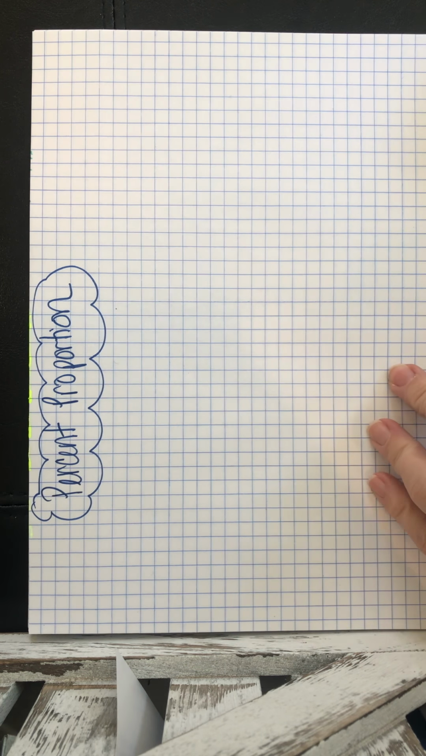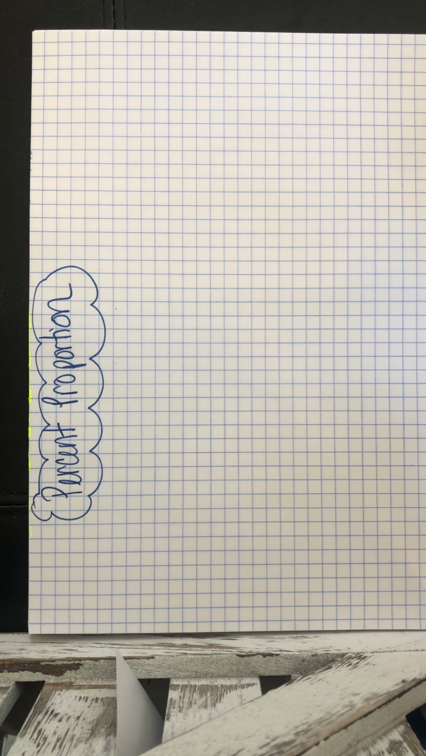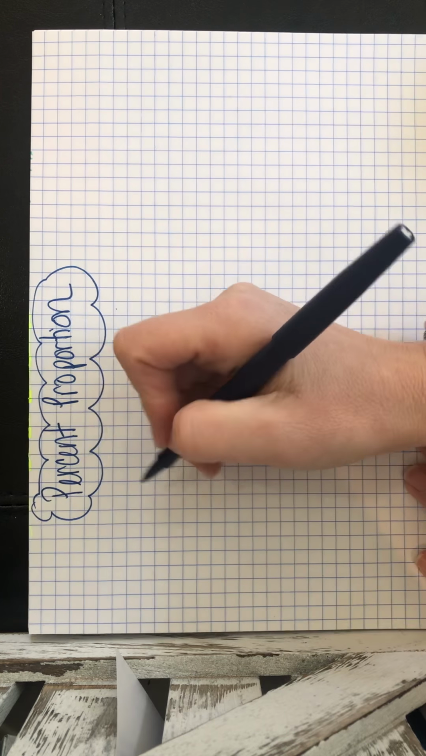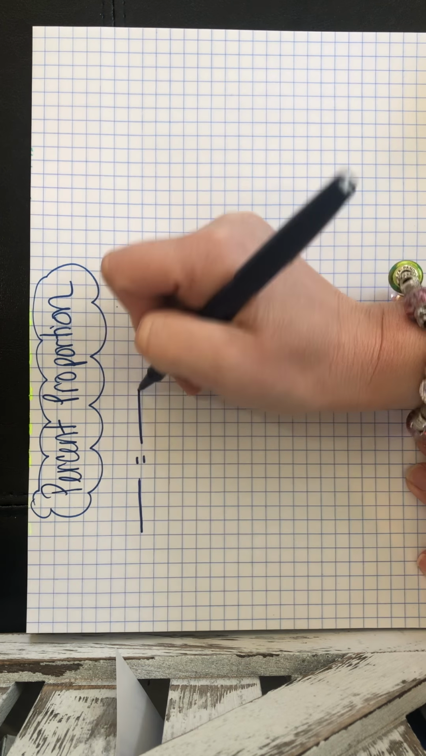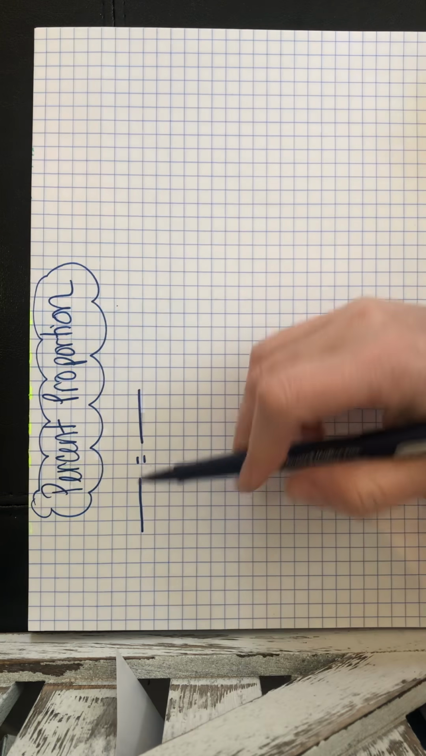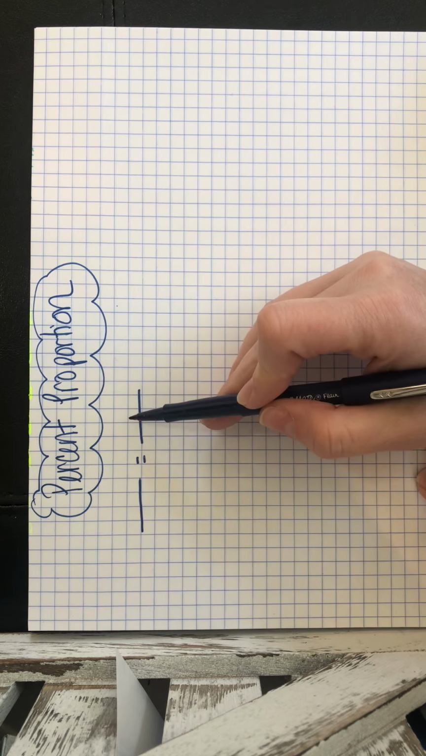With percent proportion, we've talked already about percents, we've talked already about proportions. We're going to kind of put it all together in one. So remember, a proportion is two equivalent ratios, basically like equivalent fractions. So this side is equal to this side.